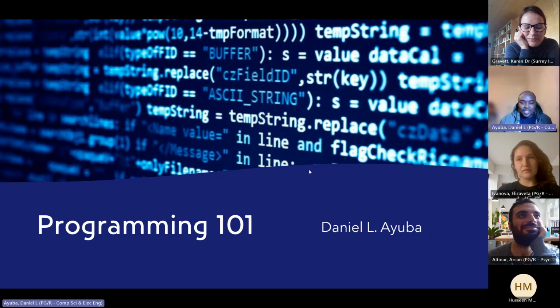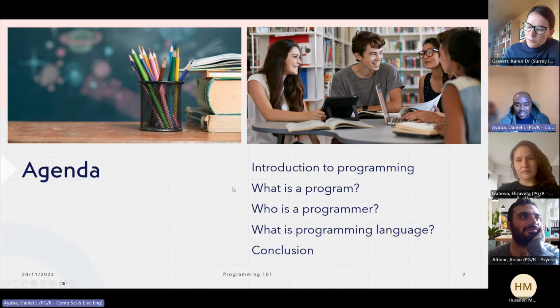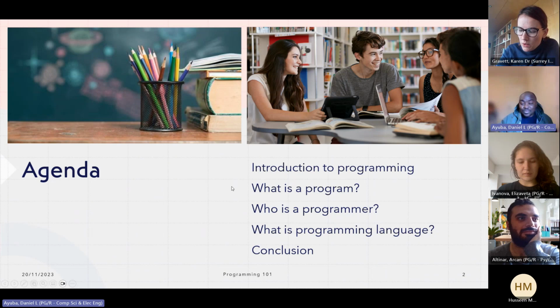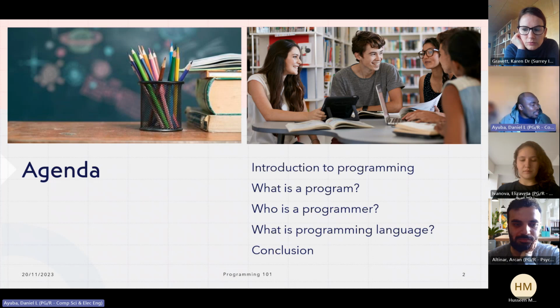So before we proceed, we want to look at the agenda of what we have today. We're going to be talking about some introduction to basic programming, what is a program, who is a programmer, and what is a programming language. And hopefully we're going to conclude on the topic of introduction to programming. And by the end of this talk, I hope that all of us are going to become programmers. Are you happy? Well, I'm very happy to see how you guys learn how to write programs.